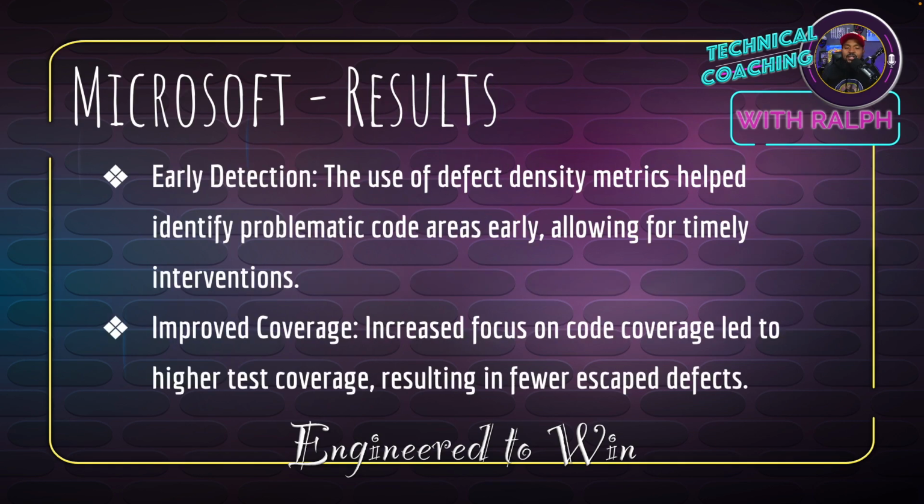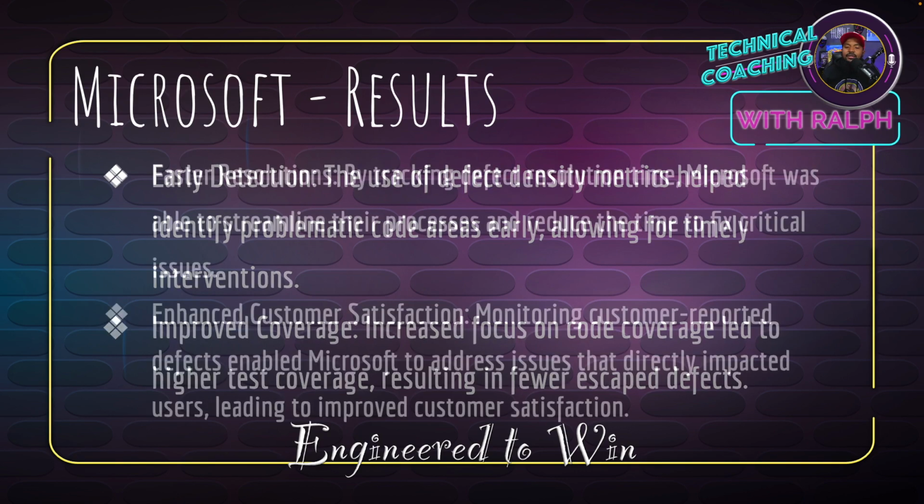So what were the results of this? They got early detection. The use of defect density metrics helped identify problematic code areas early, allowing for timely intervention. Because like I said before, the further a bug gets away from development, the more expensive it is. So by being able to catch this early, that saved them a lot of money, and companies love to save money. Improved coverage: increased focus on code coverage led to higher test coverage, resulting in fewer escaped defects, which, like I said, saves you a lot of money when you catch them early.